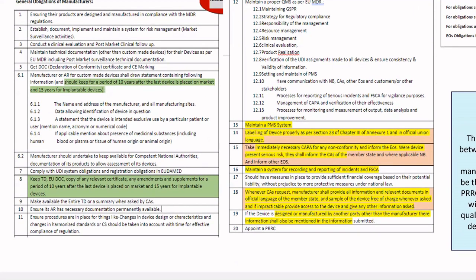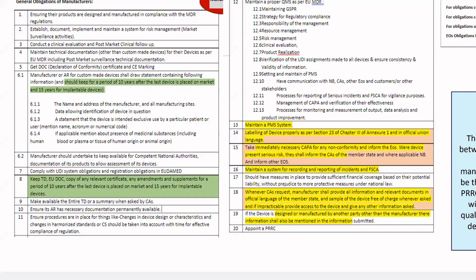Maintain a PMS system. Labeling devices properly is a responsibility of the manufacturer as per section 23, chapter 3 of Annex 1. Okay, take immediately necessary CAPA actions for non-conformity and inform other economic operators also. Where devices present a serious risk, directly tell the competent authority. This is a responsibility of the manufacturer.